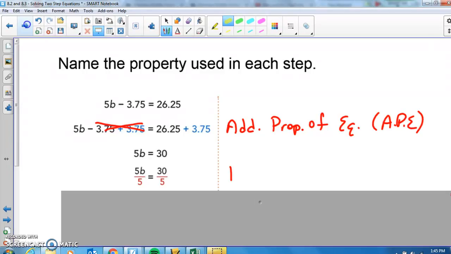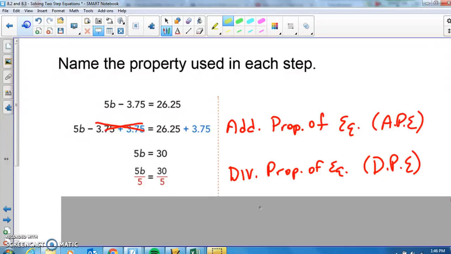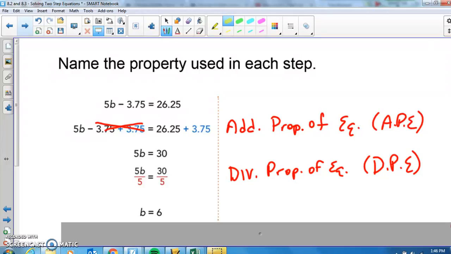So at this step, I have used the division property of equality. And so sometimes I'll usually just write DPE, division property of equality. And when I divide each side by 5, that gives me an answer of b equals 6. And if you check your work, you would see that b does equal 6.